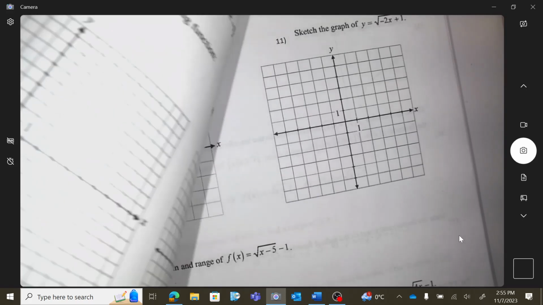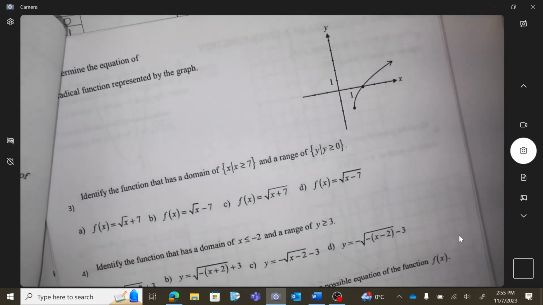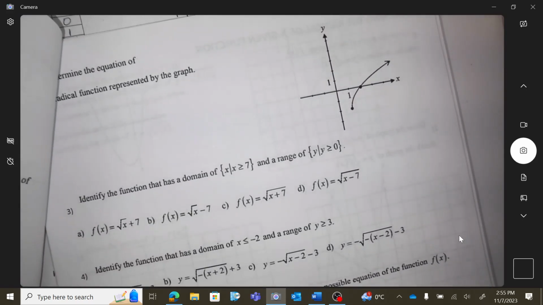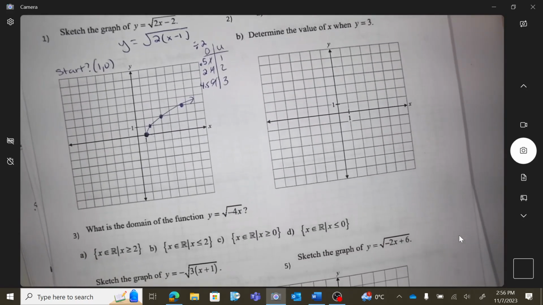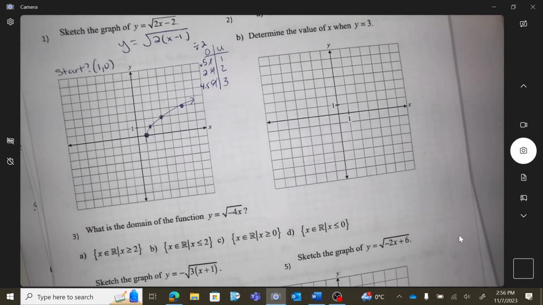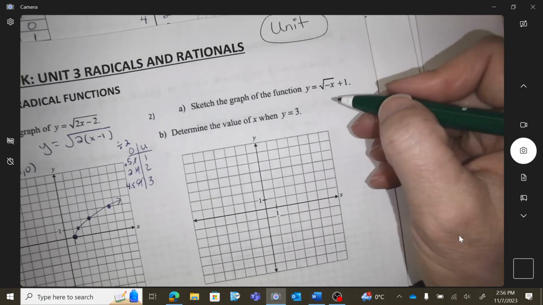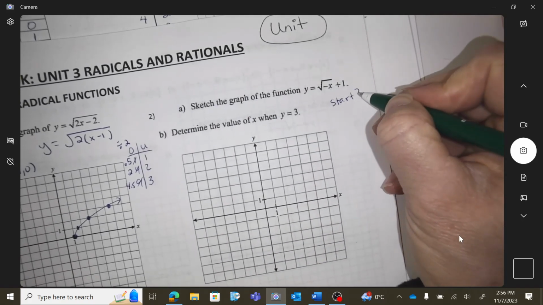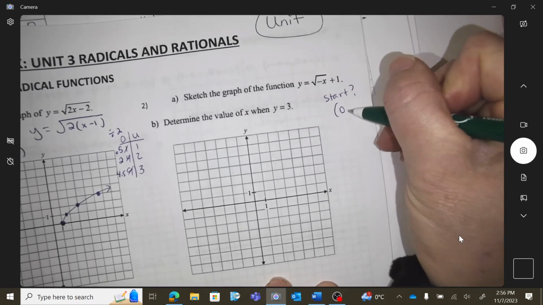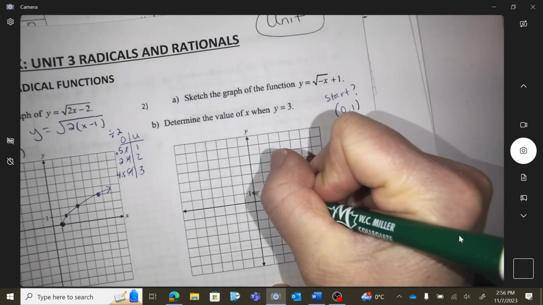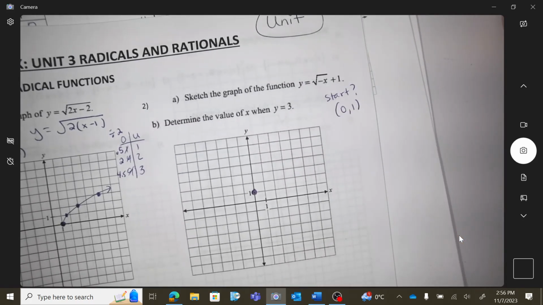Want me to do another one? Okay, let's go with, which one do you want to go with? Number 2? Okay, where should you start? Is there any left, rights? Up, downs? Up 1. That was it. So start there.